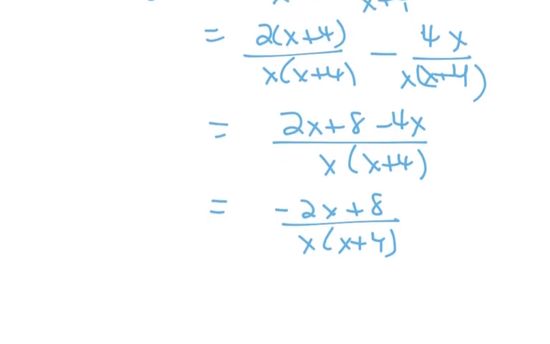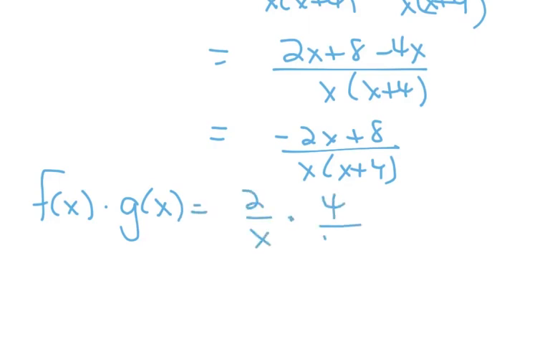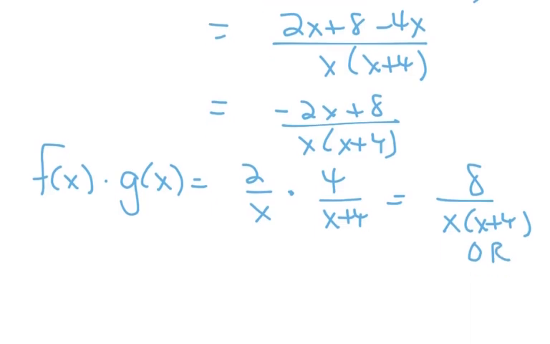In order to multiply the two fractions, when you multiply fractions together, you just multiply the numerators and you multiply the denominators. So when I multiply the numerators, I get 8. When I multiply the denominators, I get x times x plus 4, you can either write it as that, or you can write it as 8 over x squared plus 4x. I've now run out of space. I can't move my screen up anymore.